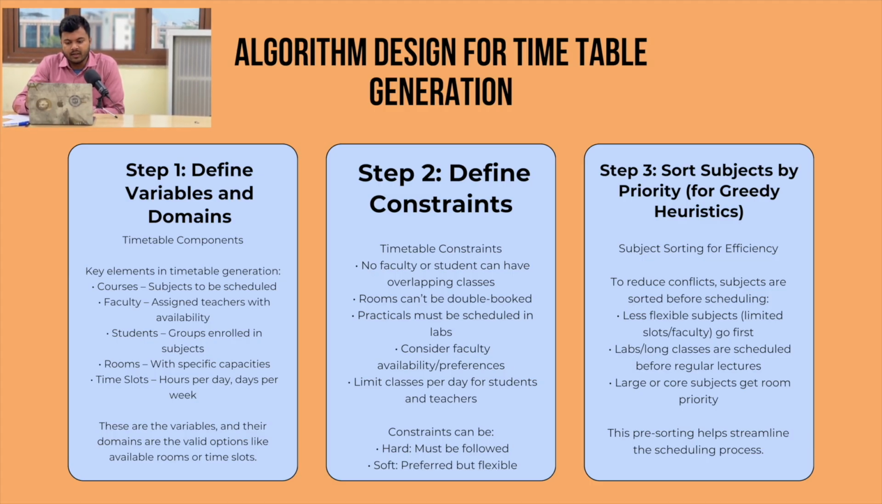The hard constraints in timetable generation are: no faculty or student can have overlapping classes, and a room can't be double booked. The main and very important constraint is that practicals must be scheduled in the lab. In the soft constraints, we consider faculty availability and preference, and limited classes per day for students or teachers. If required, teachers and faculty can take extra classes on the weekend, Saturday or Sunday. That is a soft constraint.